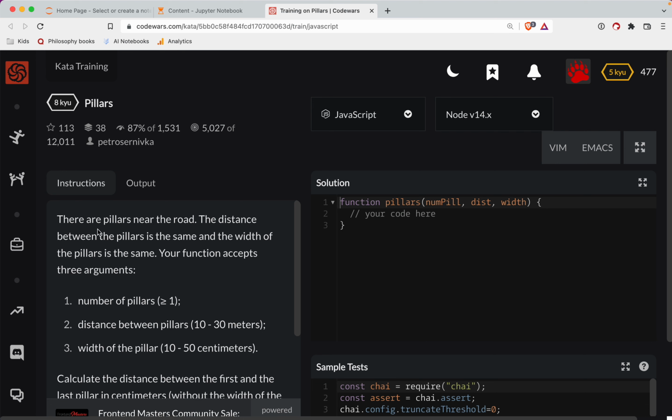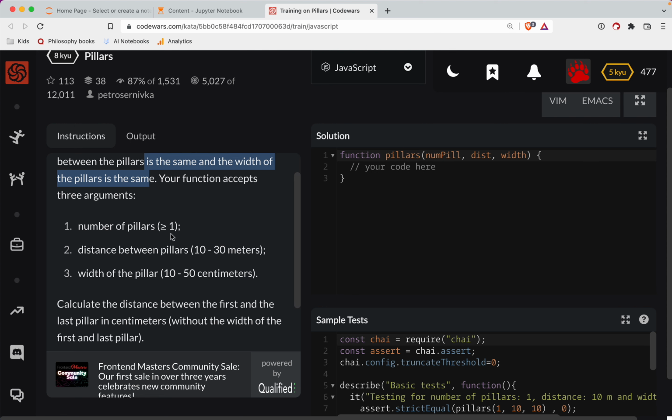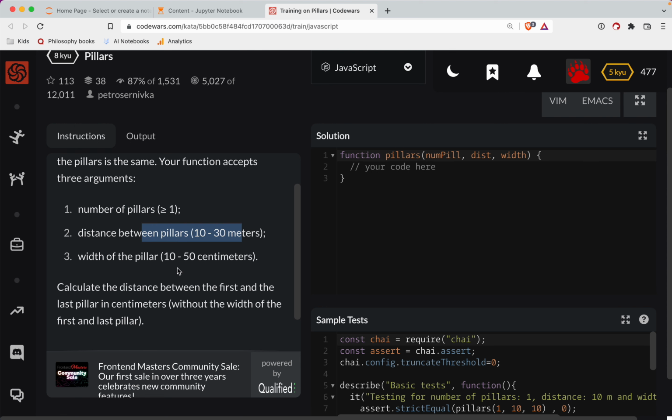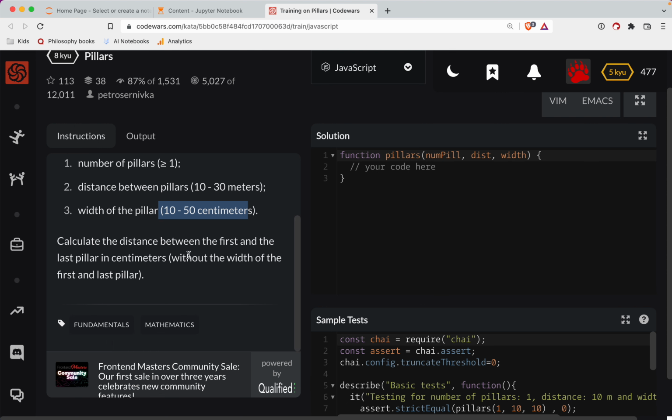All right. So there are pillars near the road. The distance between the pillars is the same, and the width of the pillars is the same. Your function accepts 3 arguments. Number of pillars, greater than or equal to 1. Distance between pillars, 10 to 30 meters. Width of the pillar, 10 to 50 centimeters. Calculate the distance between the first and last pillar in centimeters. Gotta watch that one. Without the width of the first and last pillar.